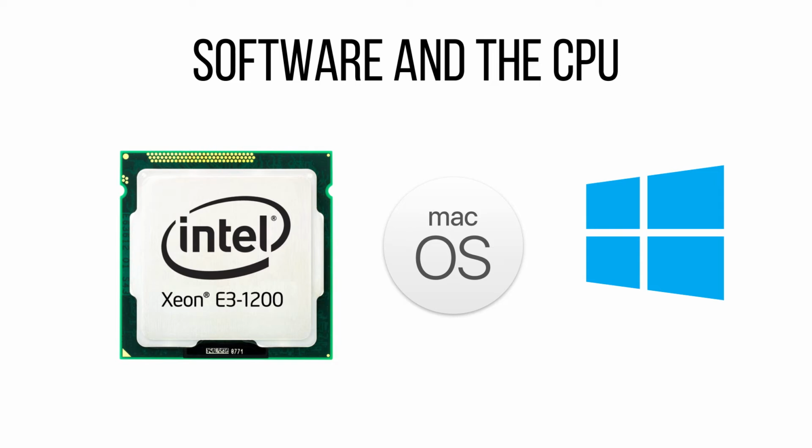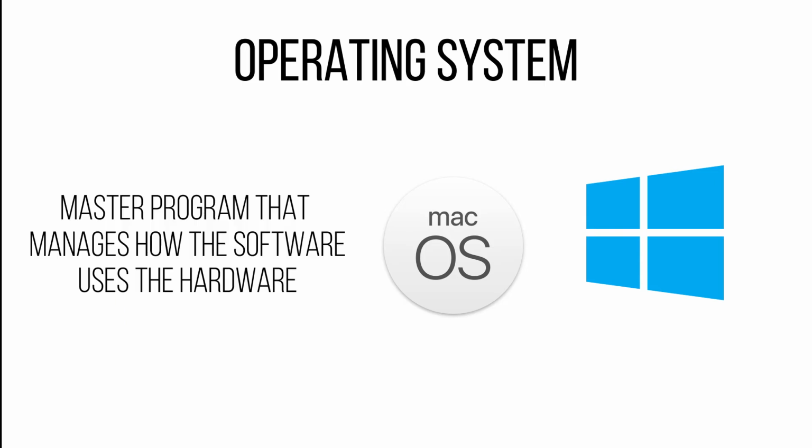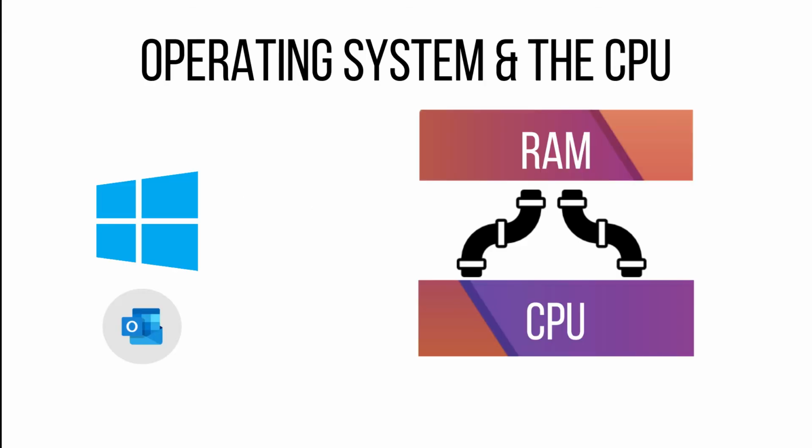It works hand in hand with the CPU to make sure that the fetch execute steps are completed in order, but it also controls quite a bit more than that. The operating system is the master program that manages how software uses the hardware of a computer. It allows you to install new programs, load them into your computer's memory, and then decides which program the CPU will run. It also decides which programs have access to the input and output devices.